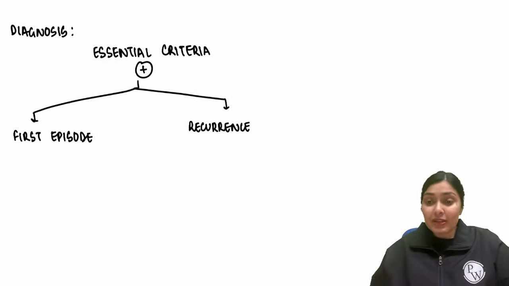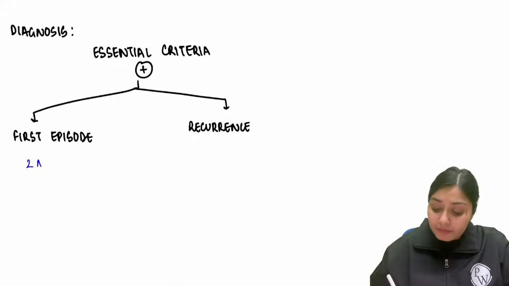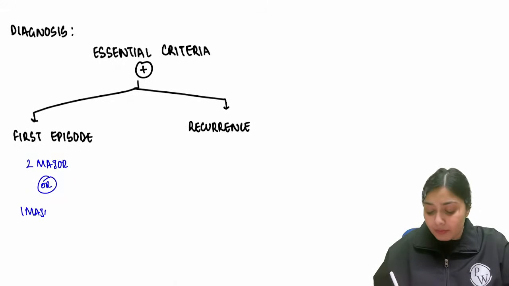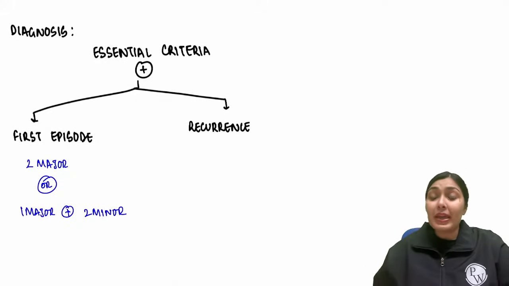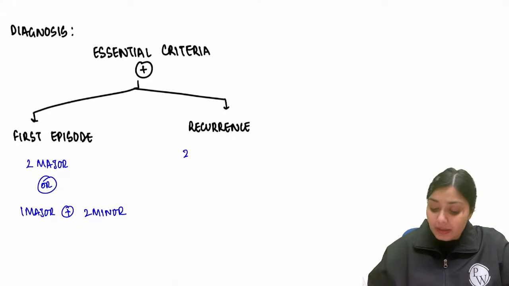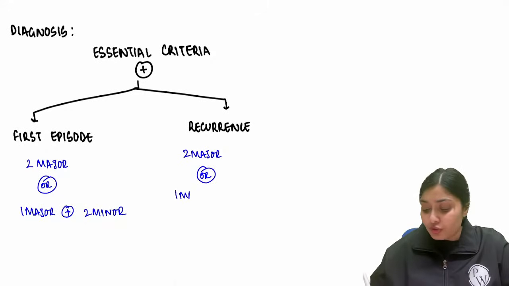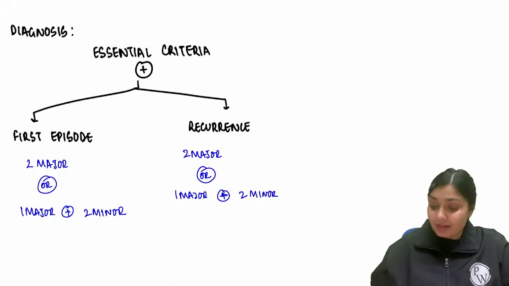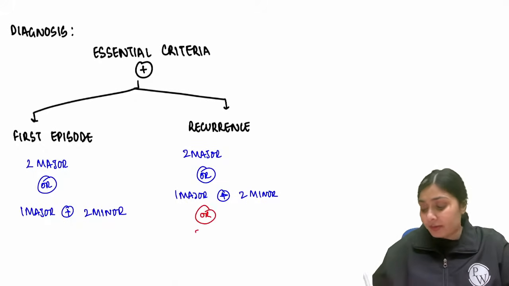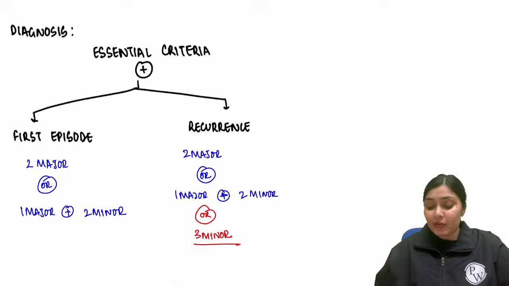So when will you make the diagnosis? We will need an essential criteria. Along with that, if it is the first episode, then I need two major or one major plus two minor. And if it is a recurrent episode, then again I need two major or one major plus two minor. Along with that, three minor. In recurrent episode, three minor will also make that diagnosis, right? So this is the diagnosis.